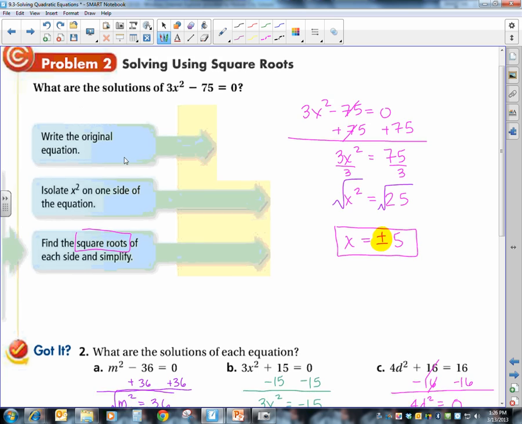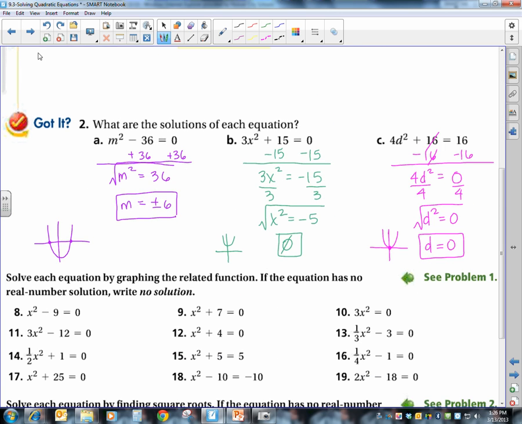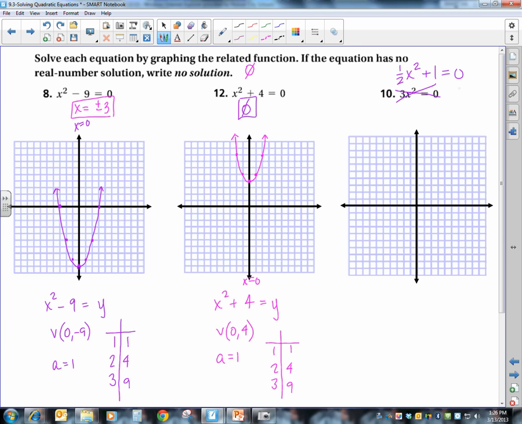And what number was that? That was number 14. Okay, just because these were a little too similar, I wanted to do one of a different type. So my related function will be 1 half x squared plus 1 equals y. My vertex is still going to be 0, 1, and my A this time is 1 half.